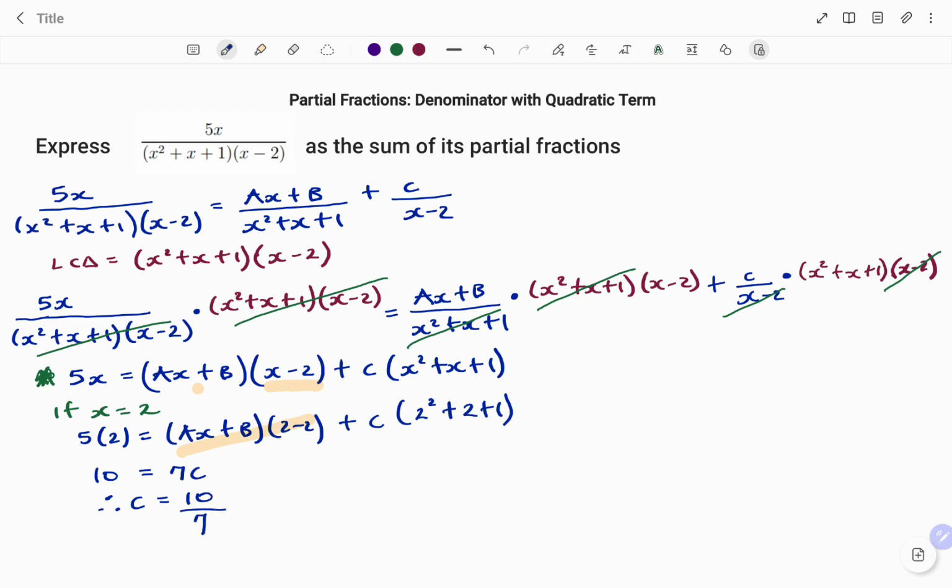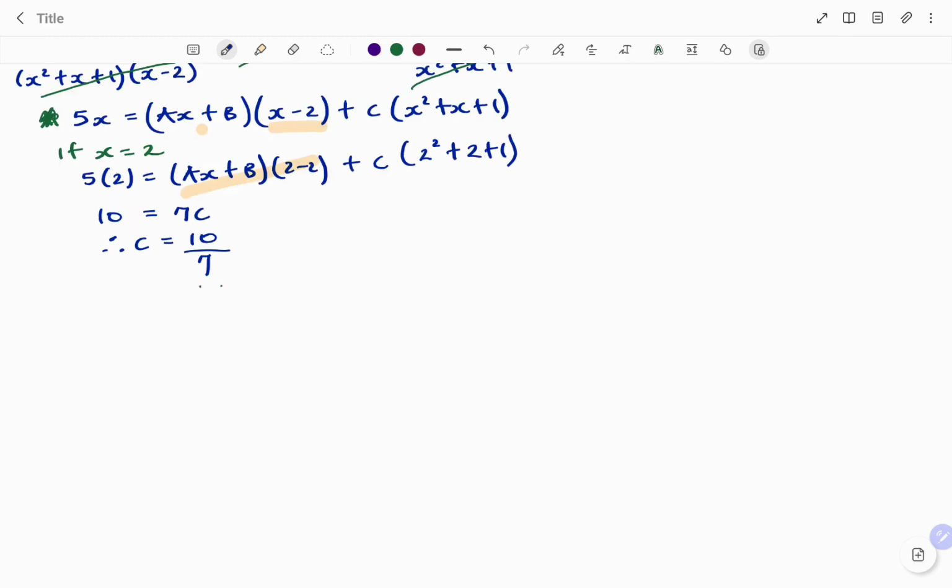The next step is to find the value of a and b. There's no value of x that will take out two variables to find either a or b. So the next step is to use equating of coefficients to find the value of a and b, such that I'm going to expand my star equation. That's 5x equals, if I expand what I have on my right hand side, I have ax multiplying x, that's ax squared.